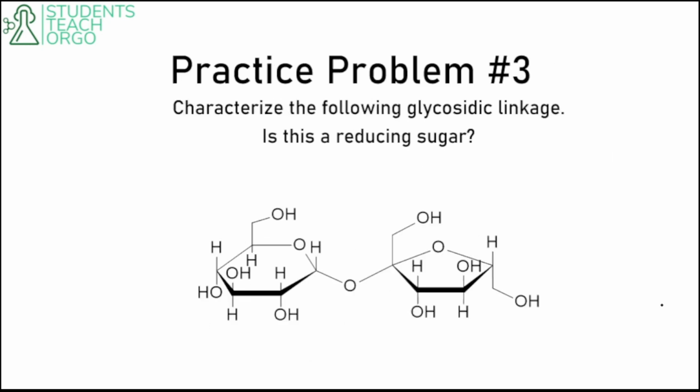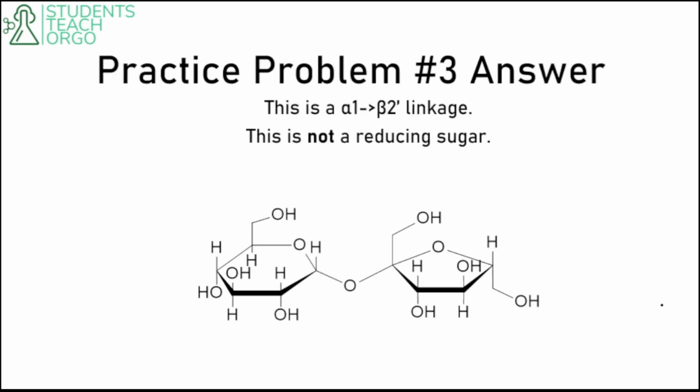So characterize this following linkage. And is this a reducing sugar? So here we have a glycosidic linkage between a furanose and a pyranose. But the same methodology applies. All right. So in this case, we can't just do the alpha 1,4 or a beta 1,4 or just the alpha beta notation. Here we need an alpha and a beta. Now why is that? Well, it's because the anomeric carbon for both is where the glycosidic linkage occurs. So we can't just say one takes preference over the other.